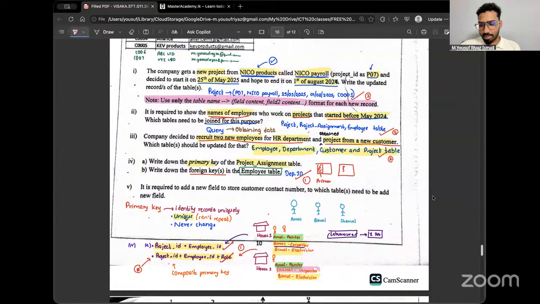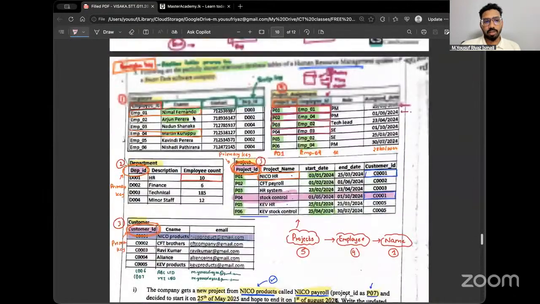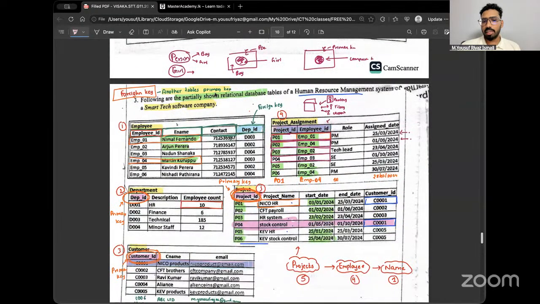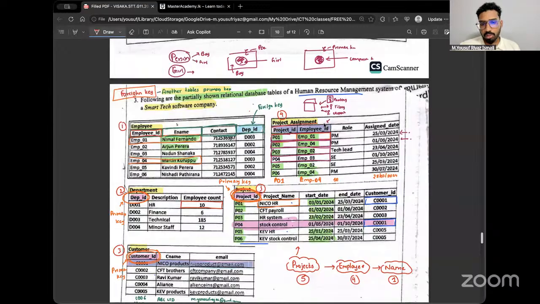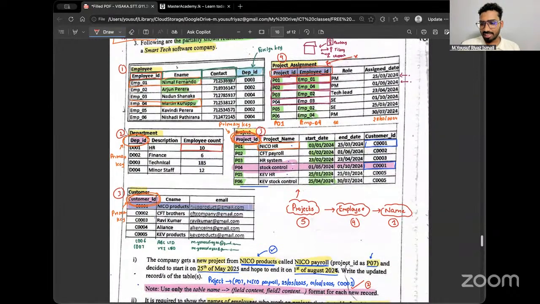In a composite primary key, can't we take a part of it as a foreign key? No. Because the idea of a foreign key is another table's primary key. So it should be the primary key of another table, not a part of another table's primary key. So the primary key in the assignment table is both of these together. This is the primary key. The primary key is these together, not alone. If it's together, they're okay. But you don't get a foreign key as a composite primary key. That never happens.